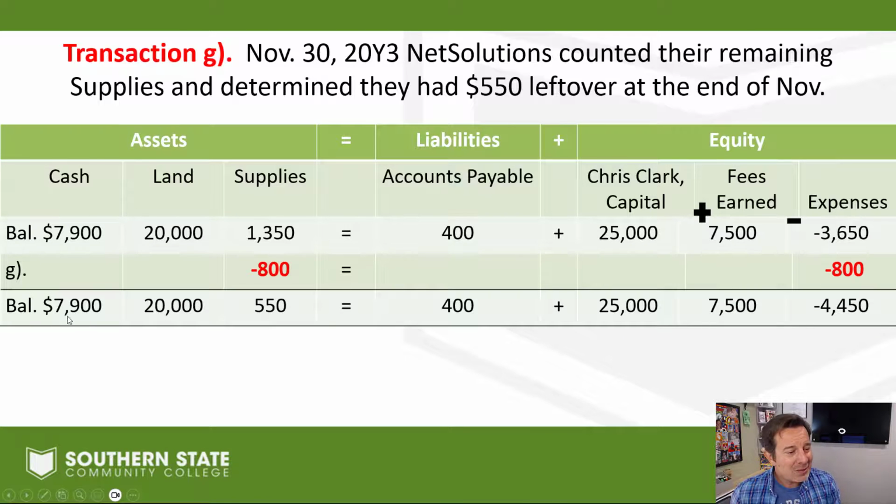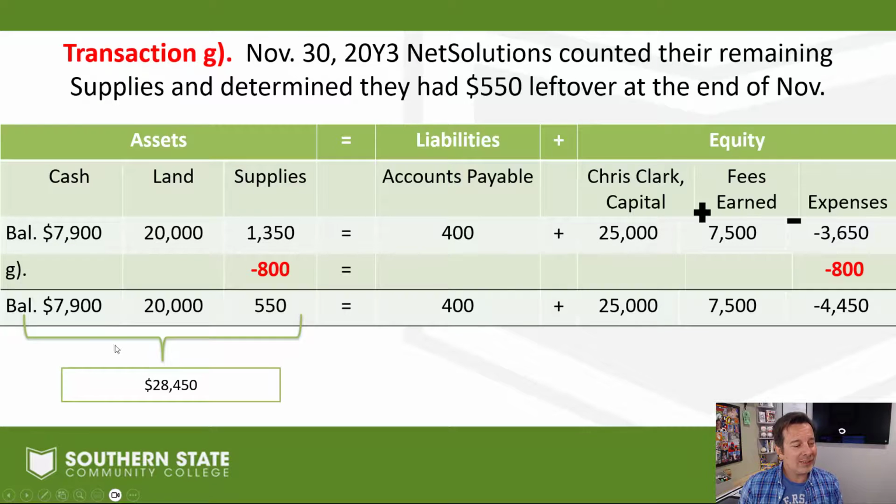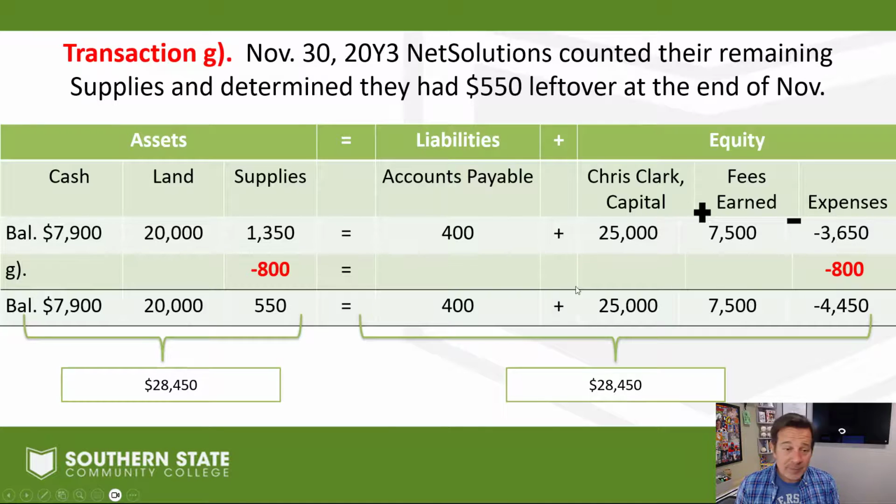Our new balances, you can see supplies now shows $550, which is the amount left over at the end of the month, which is what we want. Our new expense balance is $4,450. Our accounting equation, $28,450 on the asset side, $28,450 on the liabilities and equity side. Let's do one more transaction.